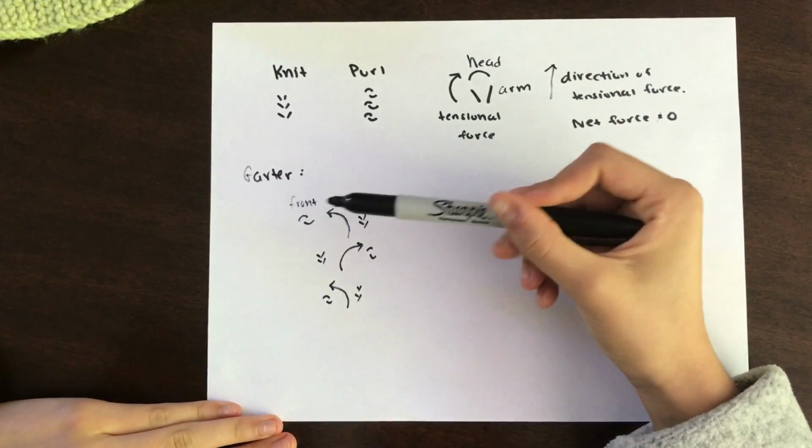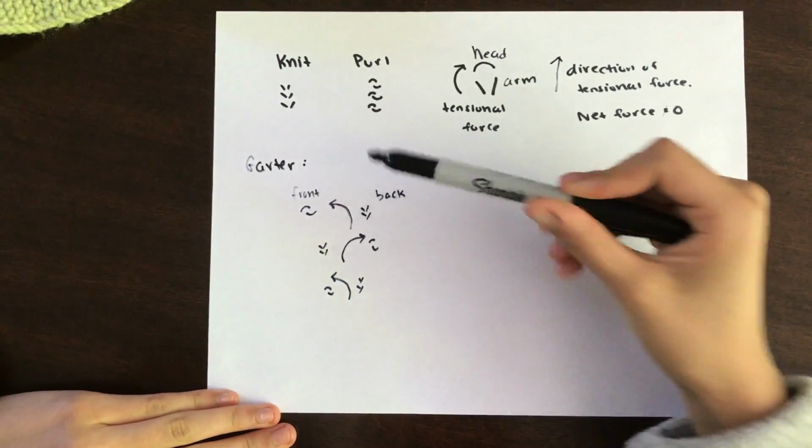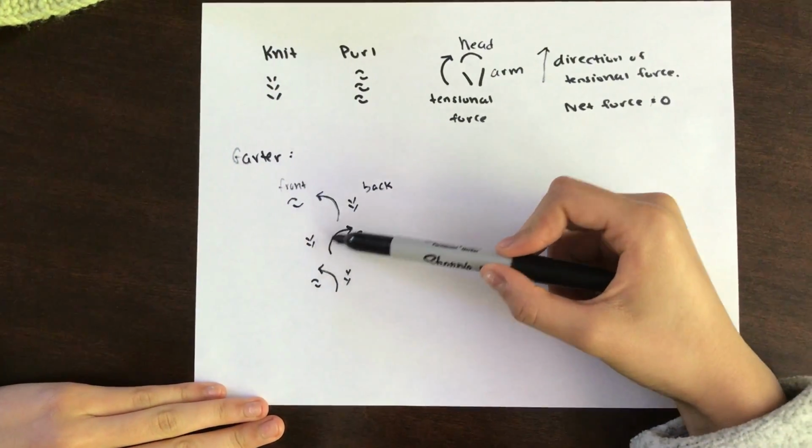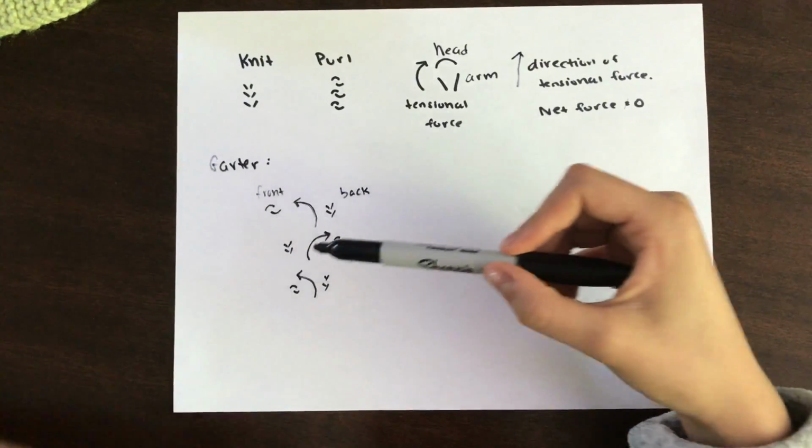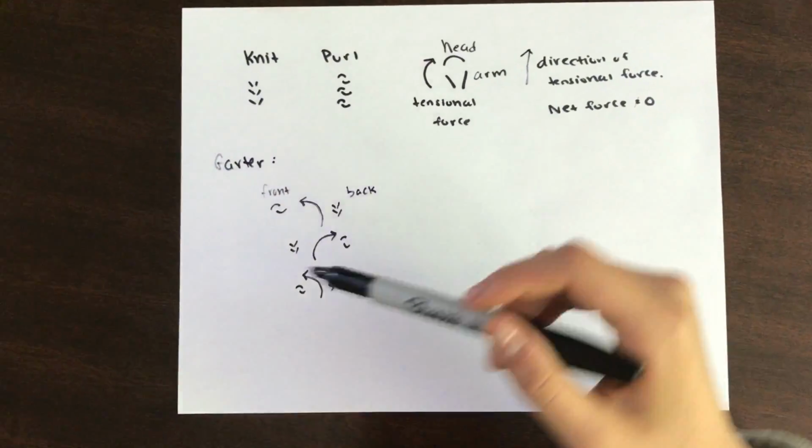And the garter stitch is not curled because the tension is equalized. One row is going towards the front, and the next row is going towards the back, and then the next row is going towards the front, and so on. So this equalizes the tension, which means that the piece won't curl.